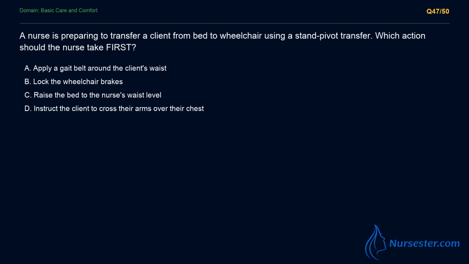Question 47. A nurse is preparing to transfer a client from bed to wheelchair using a stand pivot transfer. Which action should the nurse take first? Option A. Apply a gait belt around the client's waist. Option B. Lock the wheelchair brakes. Option C. Raise the bed to the nurse's waist level. Option D. Instruct the client to cross their arms over their chest.